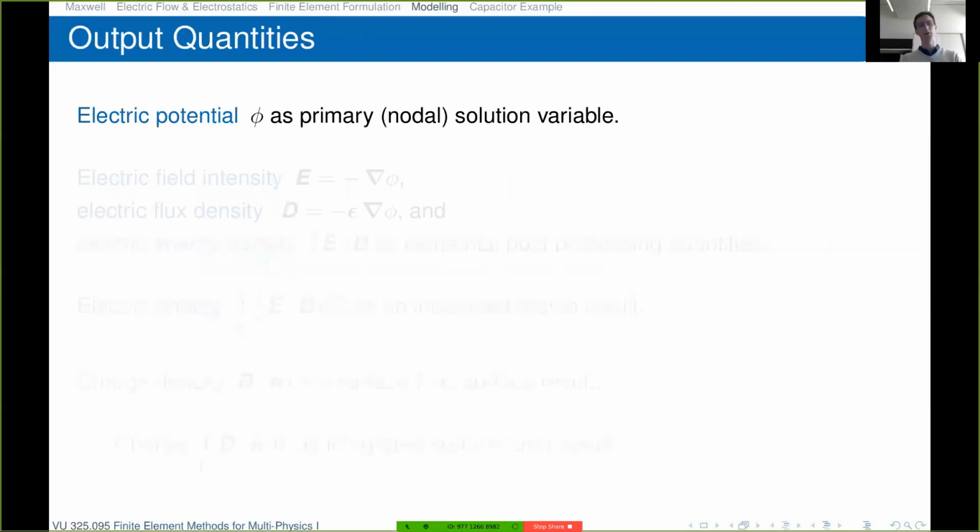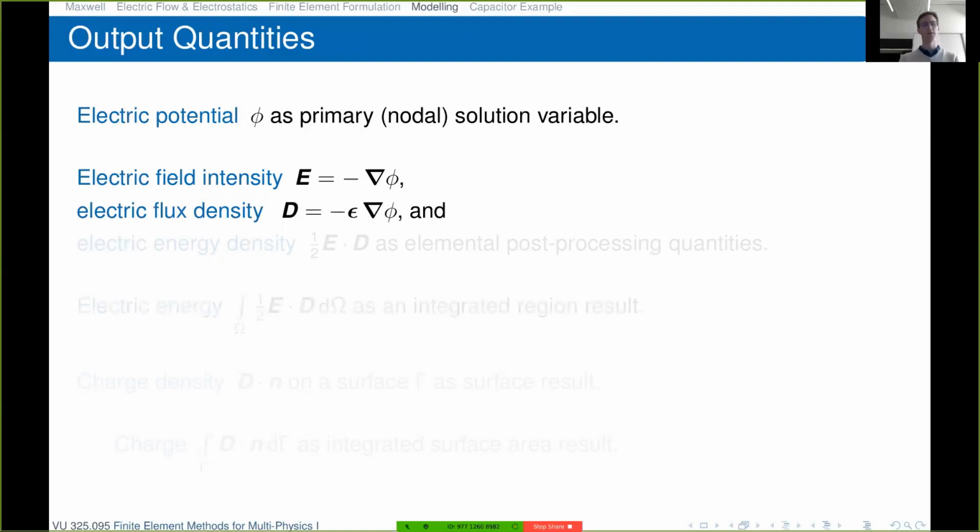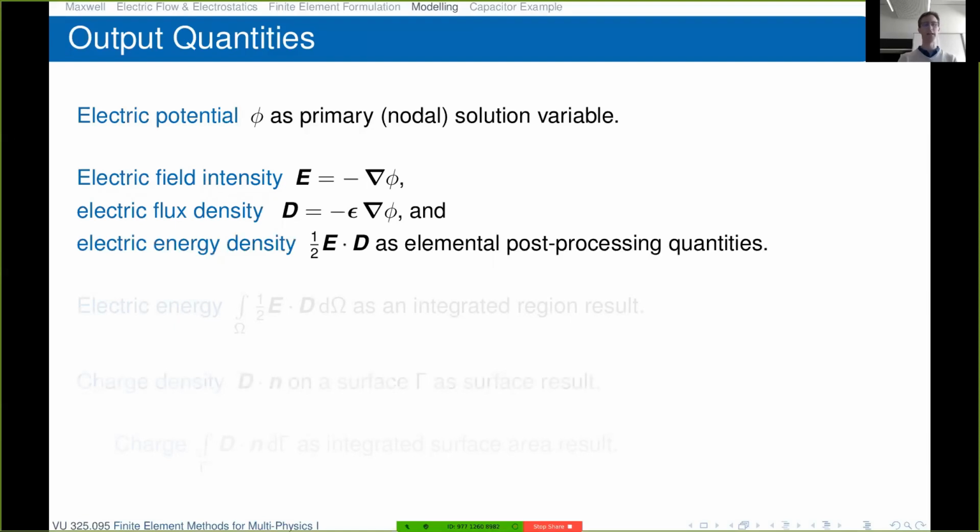What output quantities do we have in electrostatics? Of course, we have the electric potential as the primary nodal solution variable. We have the electric field intensity as a derived result, the negative gradient of phi, negative because of convention. We have the electric flux density, which is field intensity times epsilon. And we have, for example, the electric energy density as a post-processing quantity of derived results.